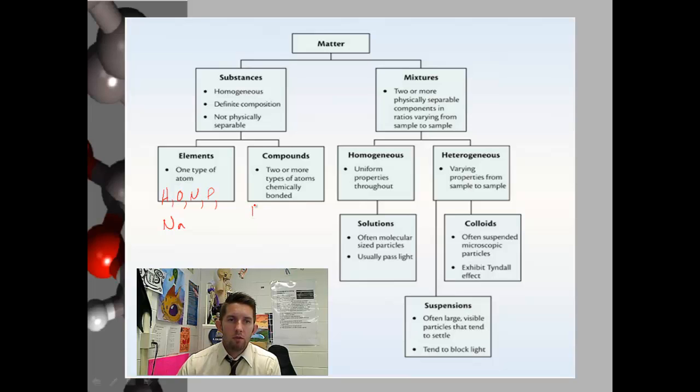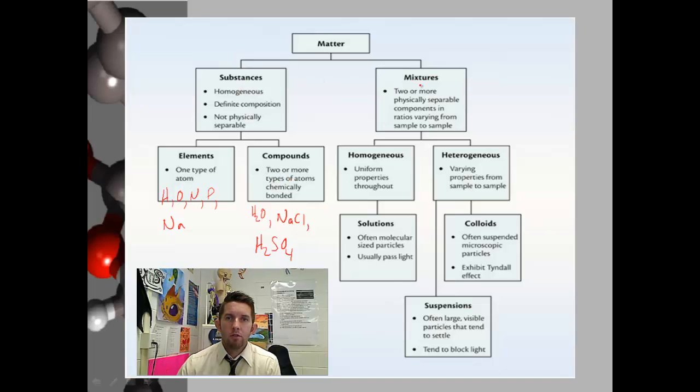Immediately, most of us would think of water. Hydrogen and oxygen, two different types of atoms bonded together. Salt, NaCl, two different types of atoms bonded together. These are pure substances. All right, one type of atom, two or more types of atoms. Two or more, by more it could be H2SO4. There's three types of atoms, but it's a compound.